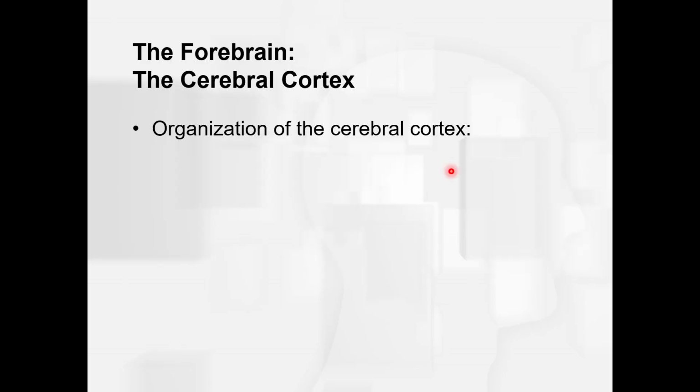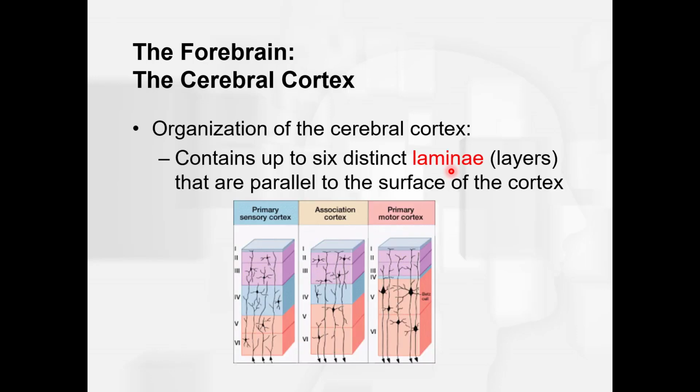So now we're going to discuss the organization of the cerebral cortex. And the cerebral cortex contains up to 6 distinct laminae, or layers. And those are parallel to the surface of the cortex.